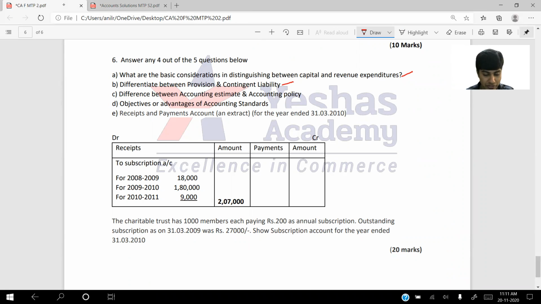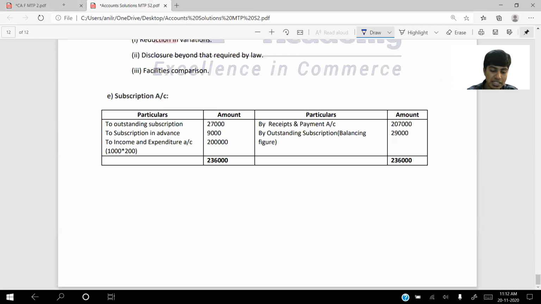There is a charitable trust, and they've given a receipts and payments account extract. They want us to do the subscription account. We'll do that. So much money is received, 2,07,000. So I'll write in my subscription account 2,07,000 on the credit side. Why? It is basically received. Cash account debit to subscription account. In the subscription account, I would have to write by cash account.